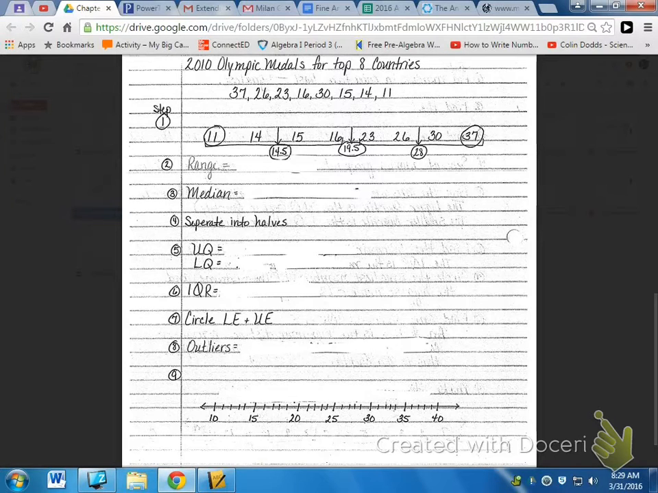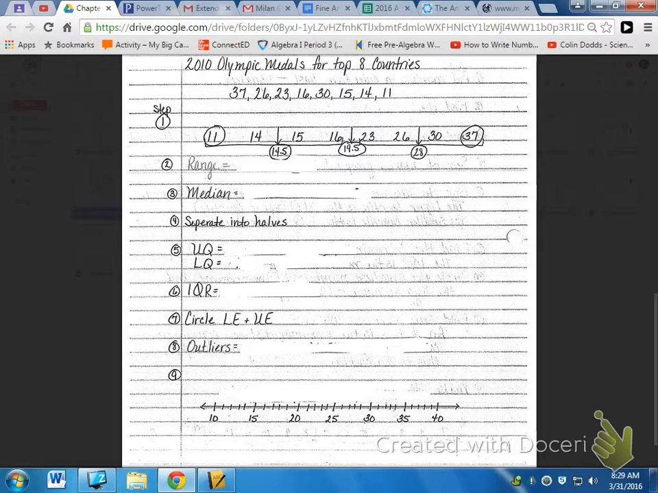So we're going to do an example with lesson 13.3 and 13.4. We're going to actually go all the way through to make the box and whisker plot from this data. This is the 2010 Olympic medals for the top 8 countries. So the top 8 countries, we have a 37, 26, 23, 16, 30, 15, 14, and 11.